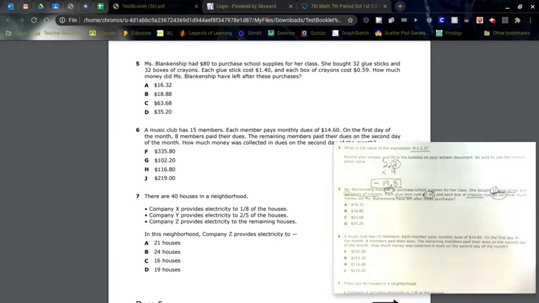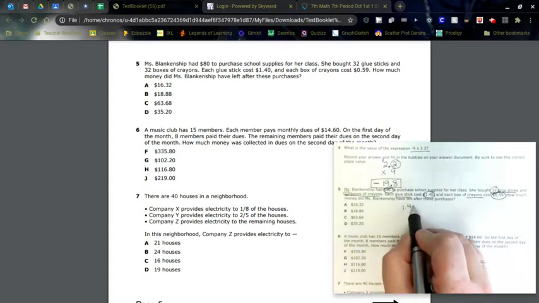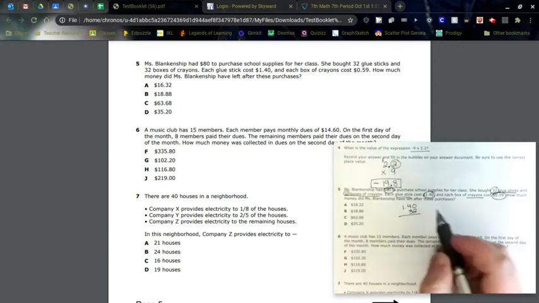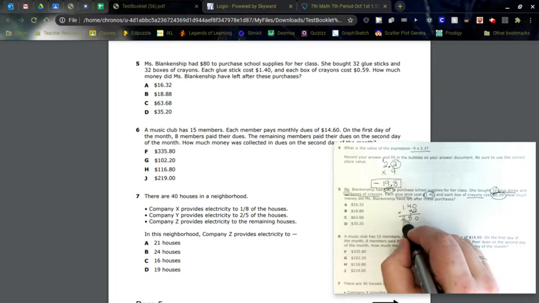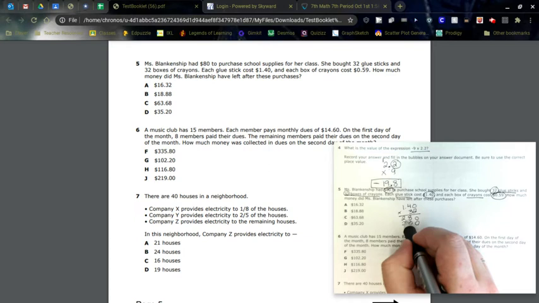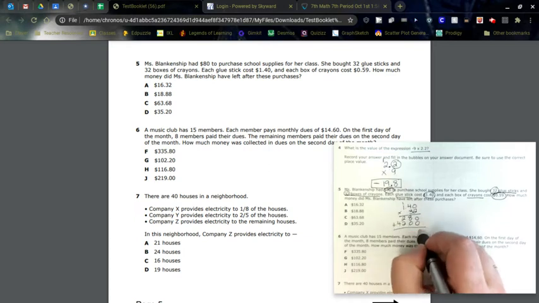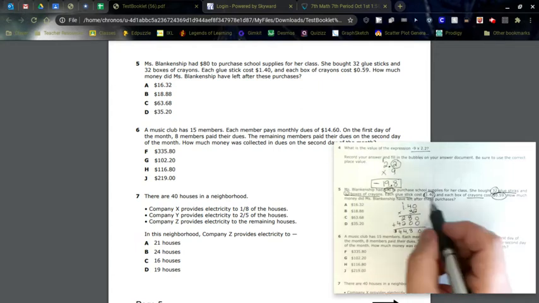She had $80. Okay, so I need to multiply 32 times 140 because that's how much each glue stick costs. Okay, so we're going to do that. 0, 8, 2, 0 placeholder, 0, 12, 3, 4. Then we add 0, 8, 4, 4. And we've got 1, 2, 1, 2. So $44.80.